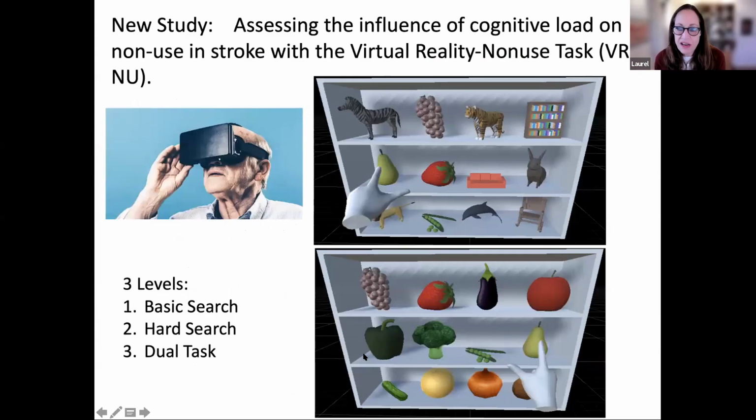And so now, finally, I'm going to tell you about what we wanted to do. We developed a very similar task, but with a couple of additional interesting components. We want to measure this in stroke patients and not just neurotypicals. We used virtual reality with a 3-dimensional appearing display, so it feels very immersive and you feel like you're really in the display. And we added another level of dual load.